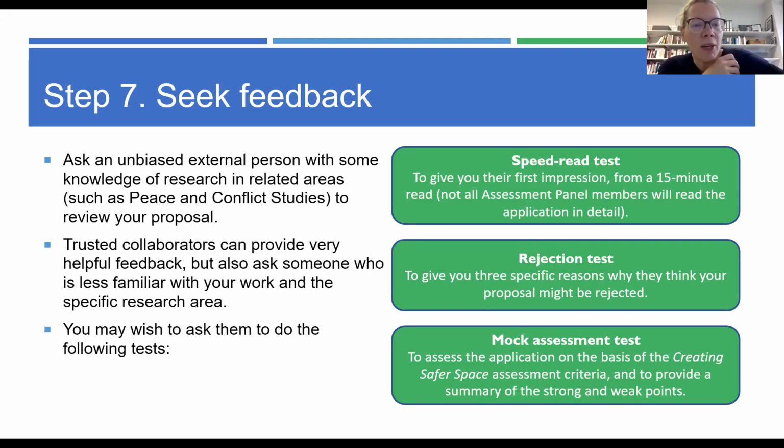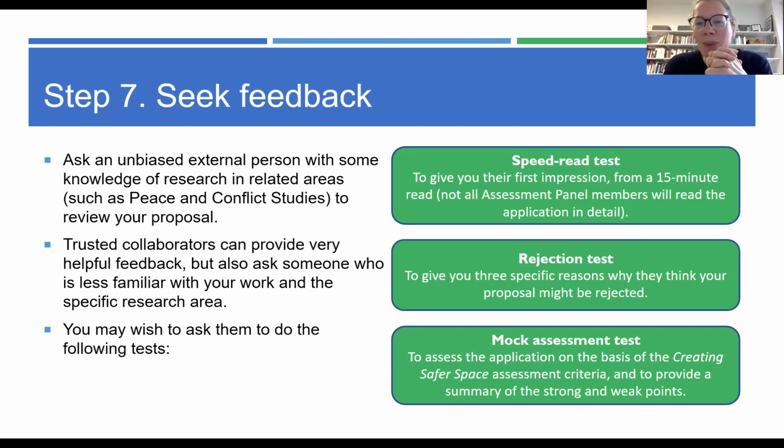Also, trusted collaborators can provide very helpful feedback, but also ask someone who is less familiar with your work and with the specific research area, because they can have a different kind of focus on different things. So you might want to ask one specialist and one non-specialist, because they will see different gaps in your narrative. There are some tried and tested techniques of what feedback people could give when they read your proposal. And here are 3 suggestions of what you might ask them to do.